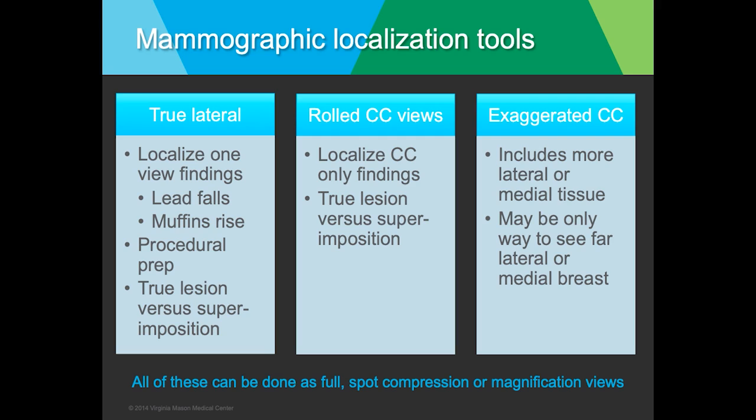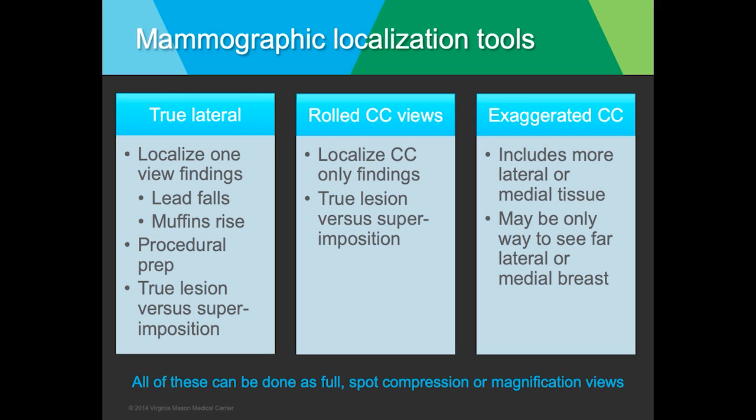So true lateral. This will help localize one-view findings. Remember, if you have a one-view finding on an MLO and it falls on the lateral, it's in the lateral aspect of the breast, or lead falls. If you have a one-view finding on the MLO and it rises on the true lateral, it's in the medial part of the breast, or muffins rise. True laterals are also used for pre-procedural prep and can help determine if a lesion is a true lesion or superimposition.